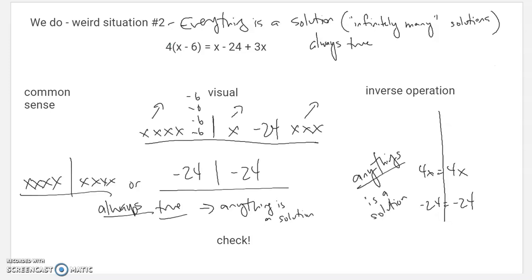So y'all, those are the two weird situations you can run into now that you have all the skills to solve all the equations. You may run into situations where everything's a solution, or you may run into situations where nothing's a solution. I want you to not only know them, but know the difference in what can happen. I hope this made sense.